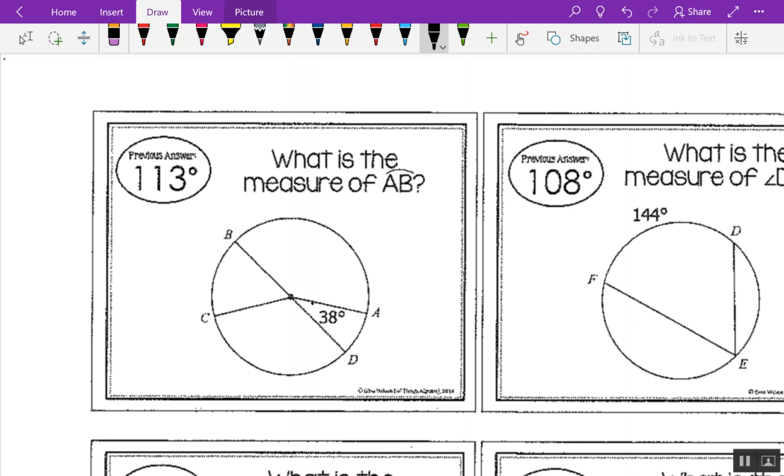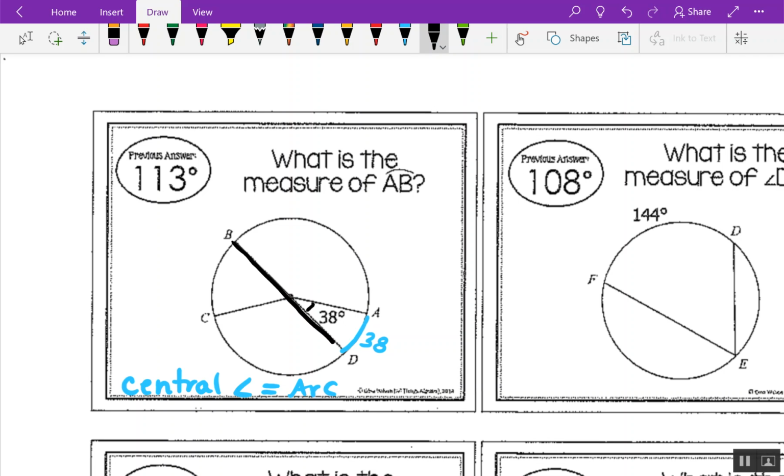All right, this central angle is 38. How much is the arc? 38. Central angle equals the arc. You have to remember that. So if the central angle is 38, the arc is 38.